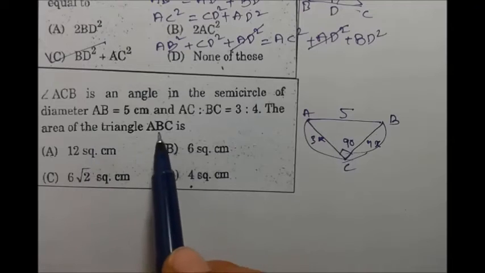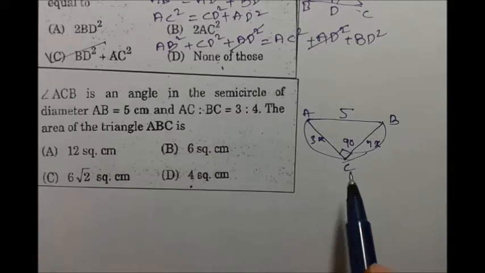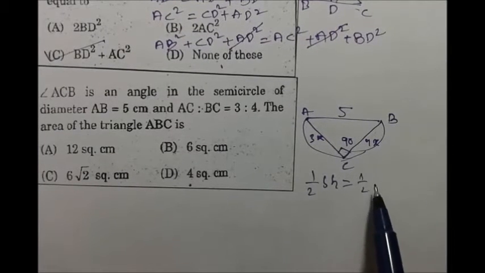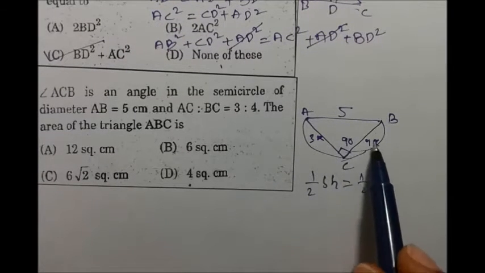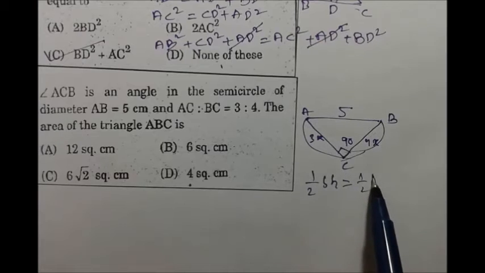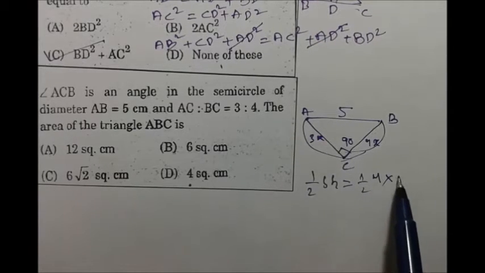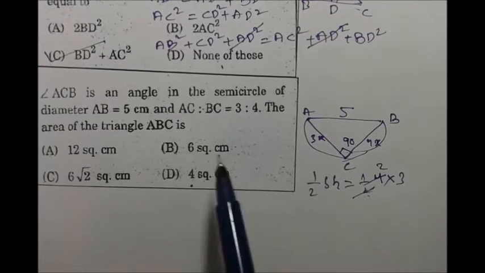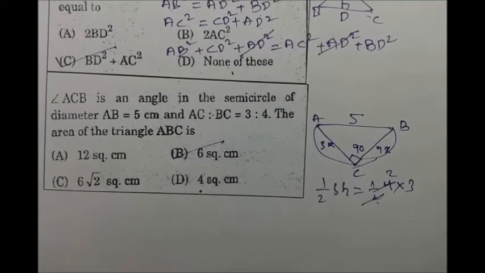The area of the triangle ABC is equal to half of base into height. So half of base, you can take anything here. I will take 4, 4 into height, which is 3. So 2 ones, 2 twos. So the area is 2 into 3, 6 square centimeter. So the answer is option B.